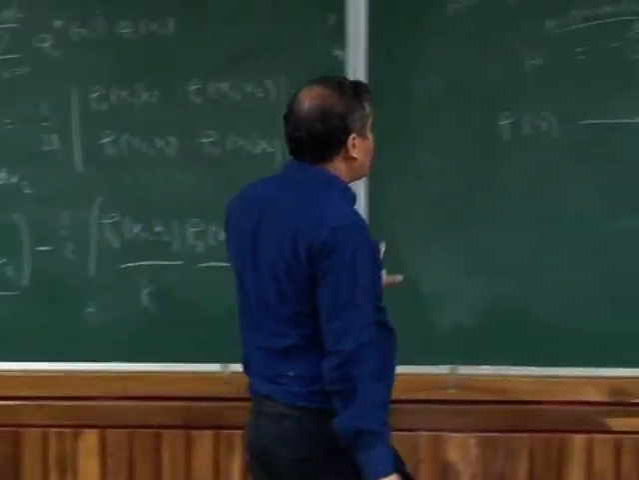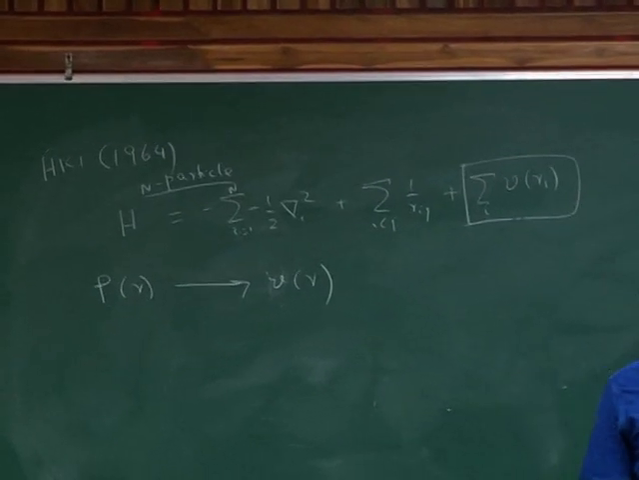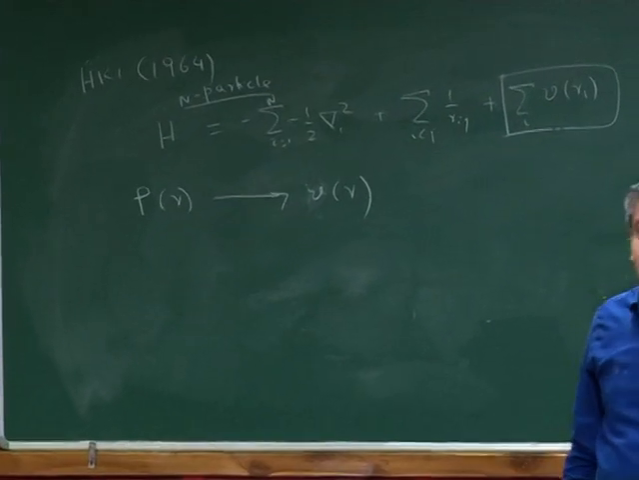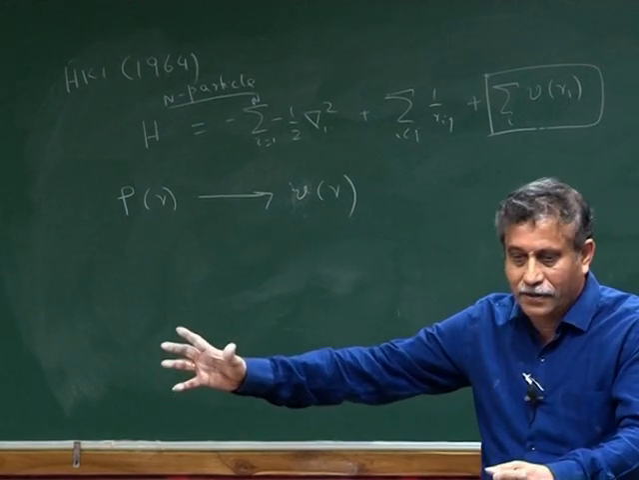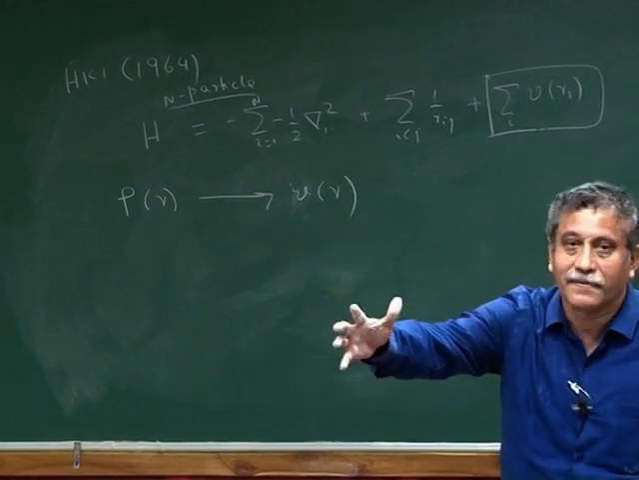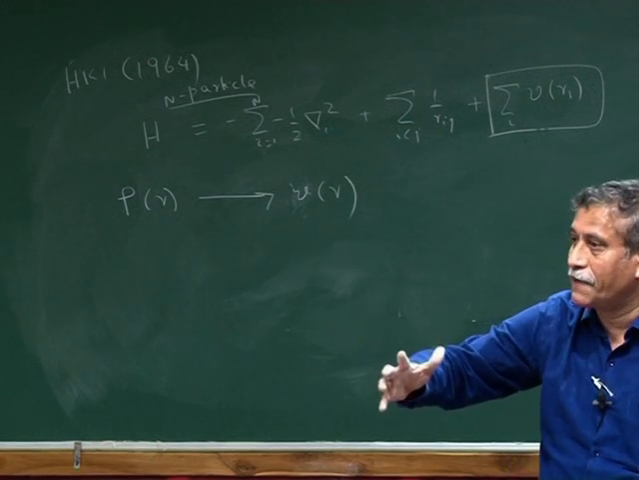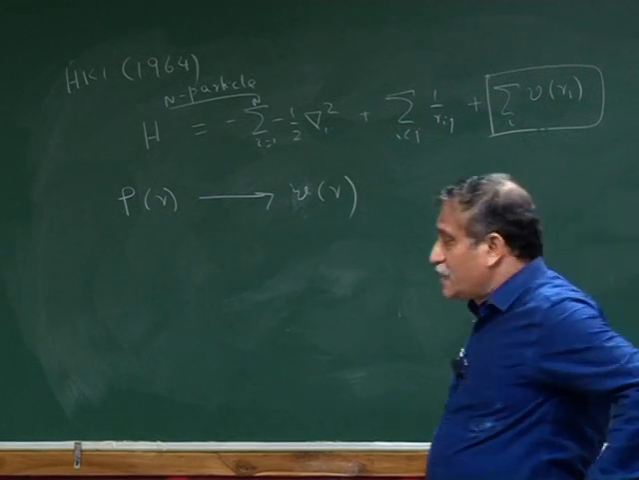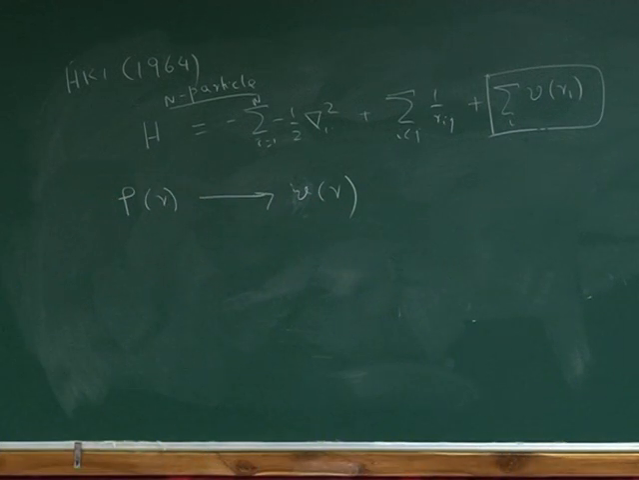Because for a given rho of R, there is a unique potential. That unique is a very important word. Which means, given two different potentials, there have to be different densities. And this is what he actually proves, very interestingly: that it takes different potentials and shows that they must correspond to two different densities.